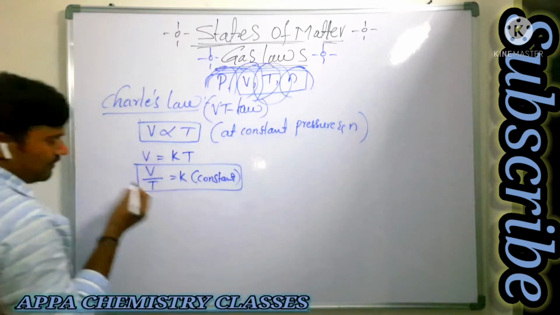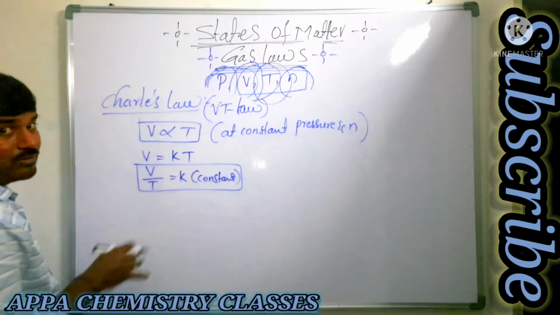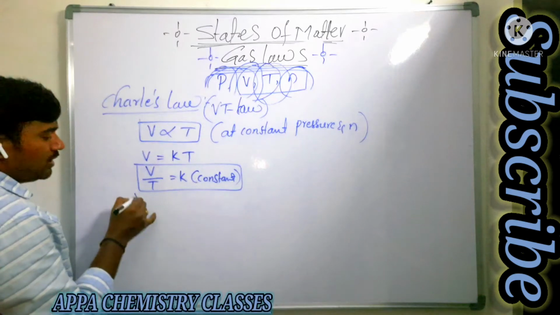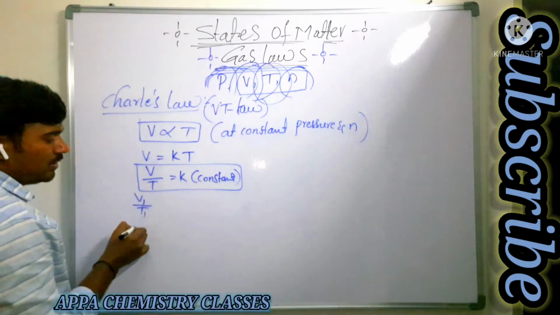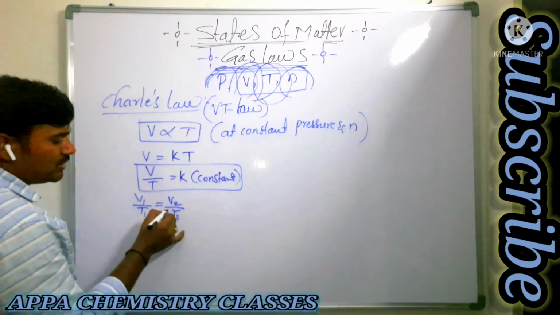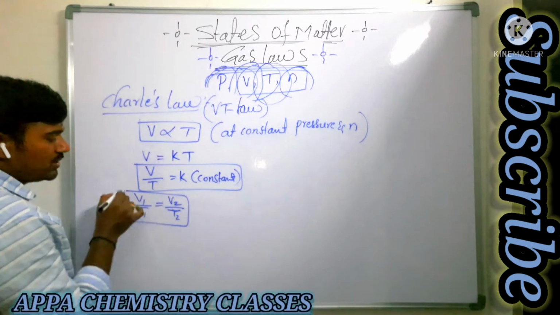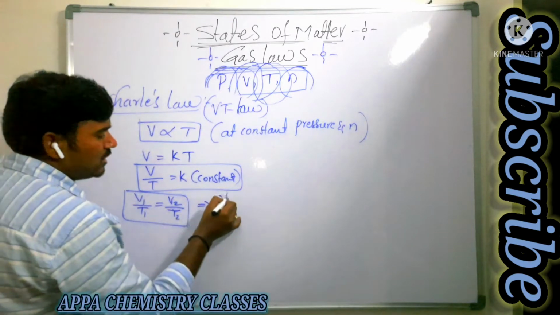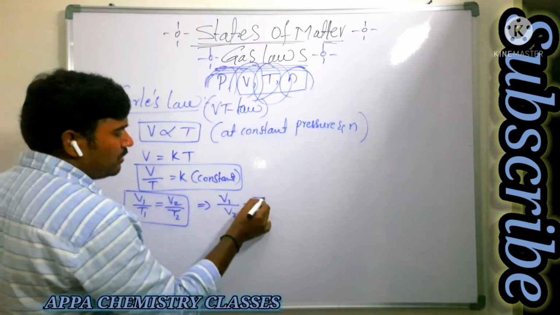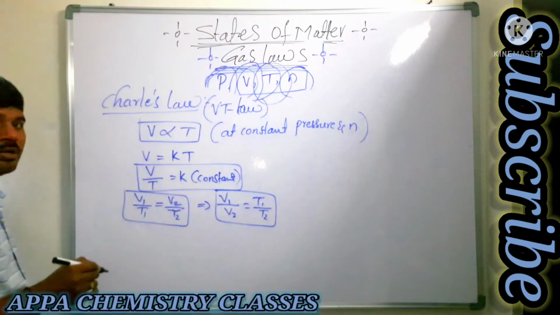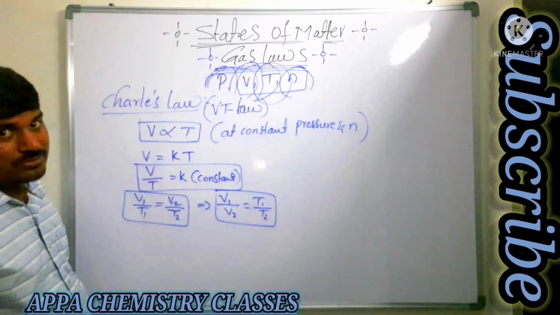Now from this V by T is equal to K, constant. If you take the first gas, V1 by T1 is constant. For the second gas, volume is V2 and temperature is T2. That is V1 by T1 is equal to V2 by T2, which is also written as V1 by V2 is equal to T1 by T2. So that is directly proportional here. We can define Charles' law in another way also.